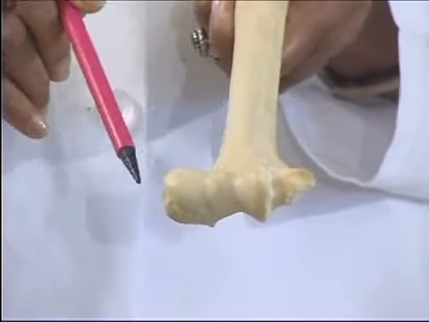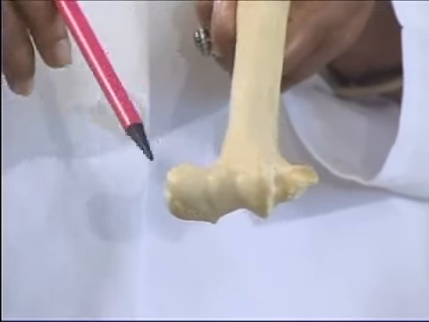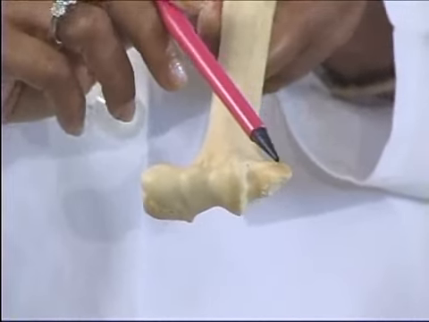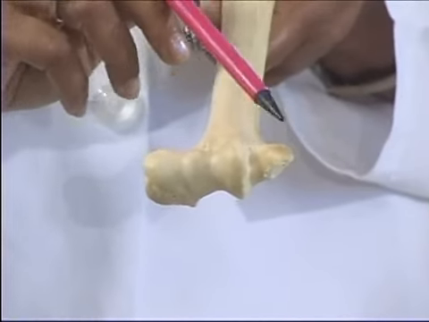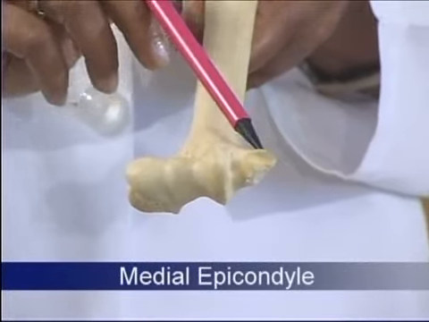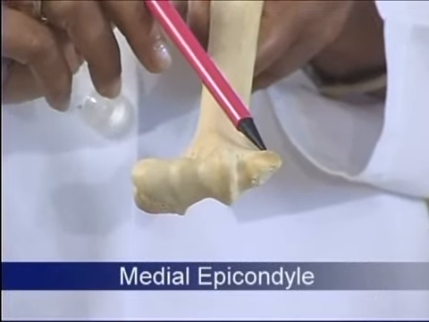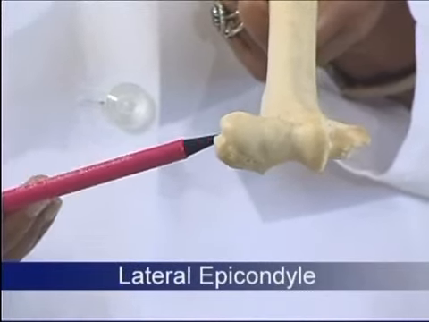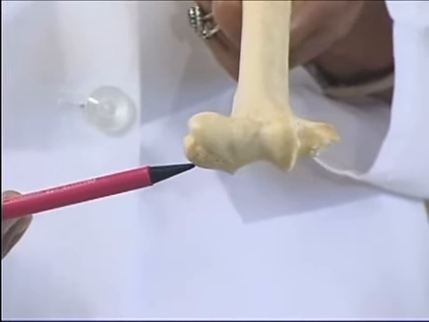On each side, we see two bumps, condyles. Condylus in Greek means bumps. The medial epicondyle is very prominent, and the lateral epicondyle is a smaller projection here.